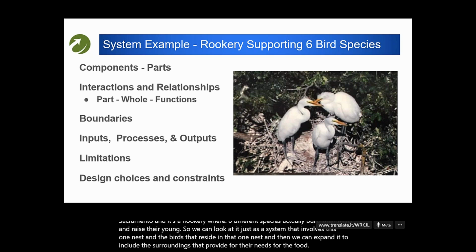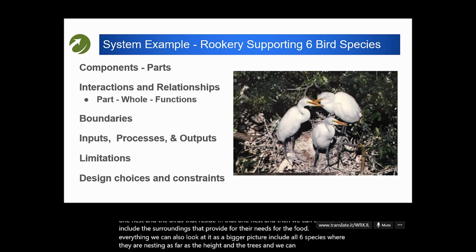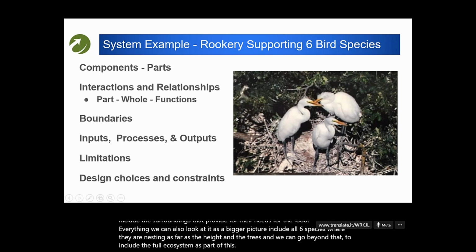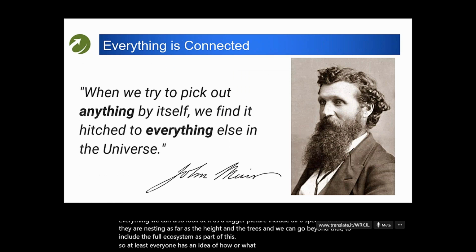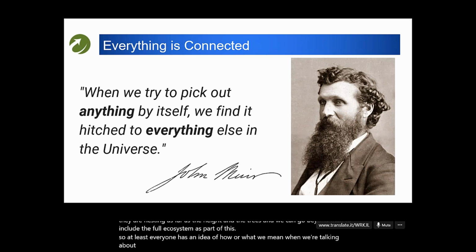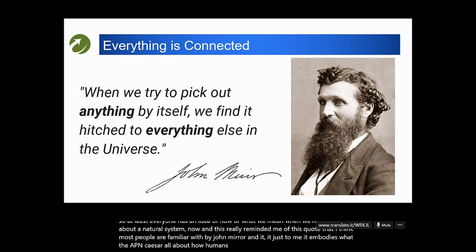We can also look at it as a bigger picture and include all 6 species, where they are nesting as far as the height in the trees, and we can go beyond that to include the full ecosystem that's part of this. So at least everyone has an idea of what we mean when we're talking about a natural system now. And this really reminded me of this quote that I think most people are familiar with by John Muir, and to me, it embodies what the EP&Cs are all about, how humans influence natural systems and we depend on natural systems.